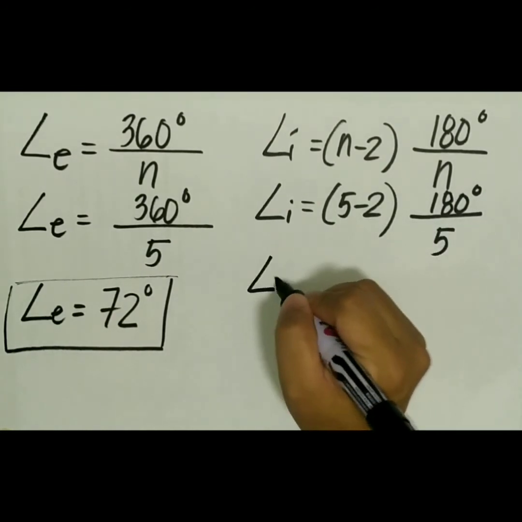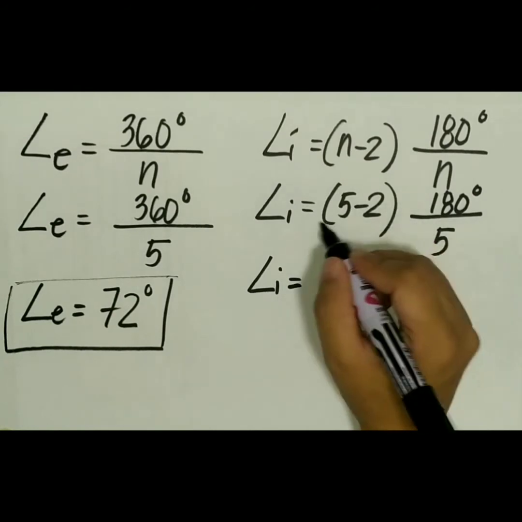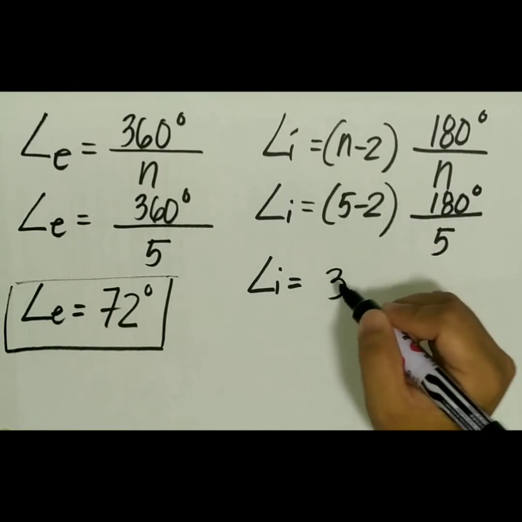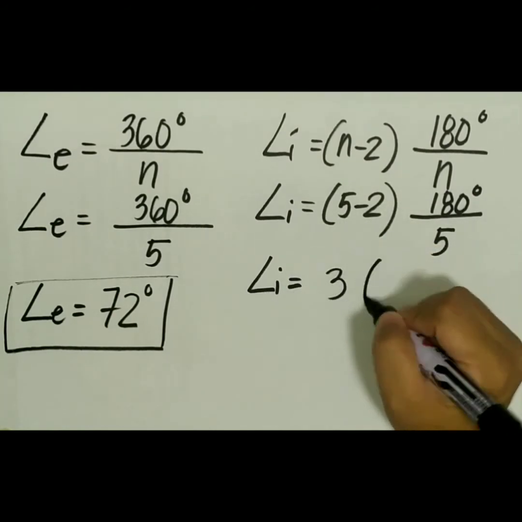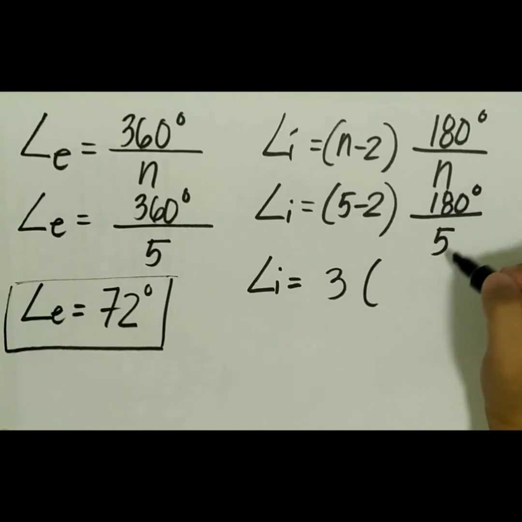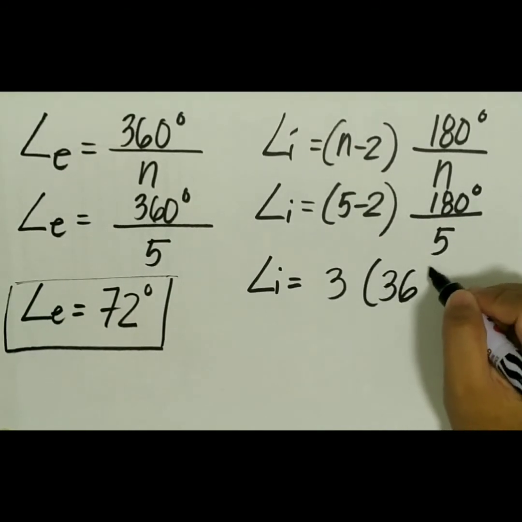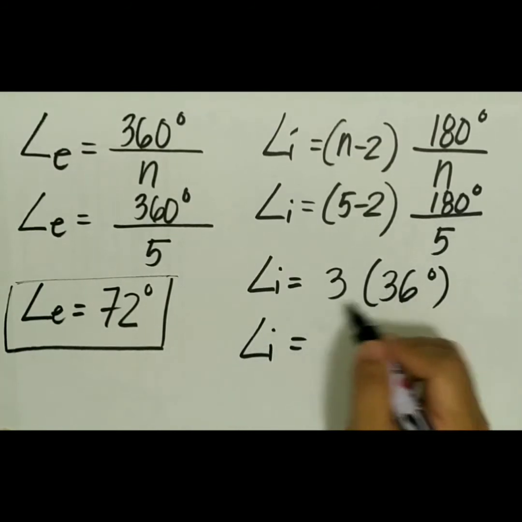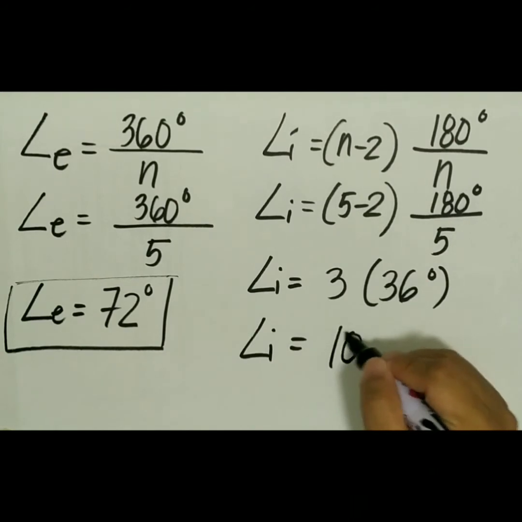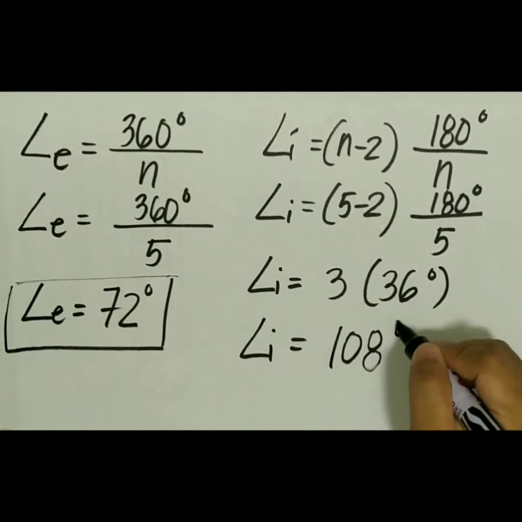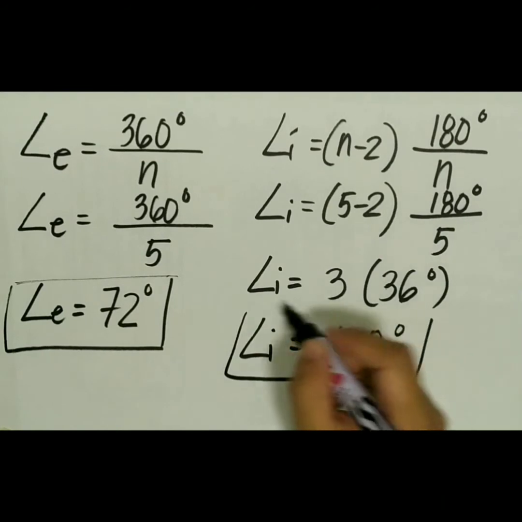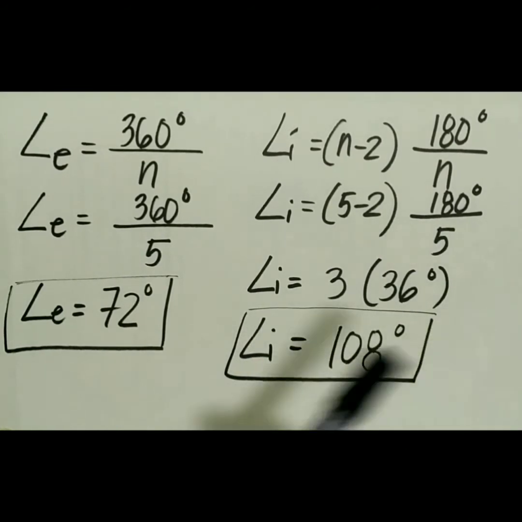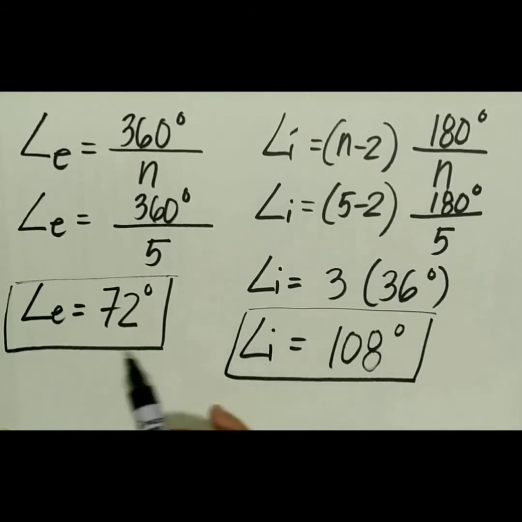5 minus 2 is equal to 3. And 180 degrees divided by 5 is equal to 36 degrees. We will just multiply 3 and 36, and we will have 108 degrees. And if we add the exterior and interior angle, we must have the total of 180 degrees. And that's all for the regular polygon.